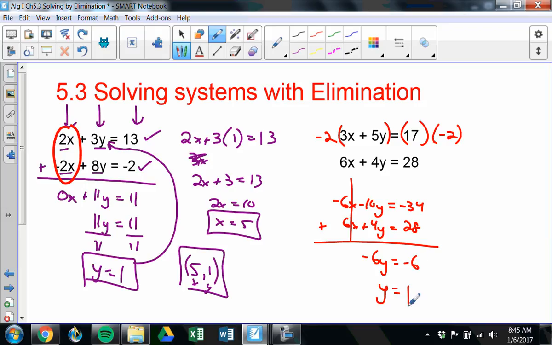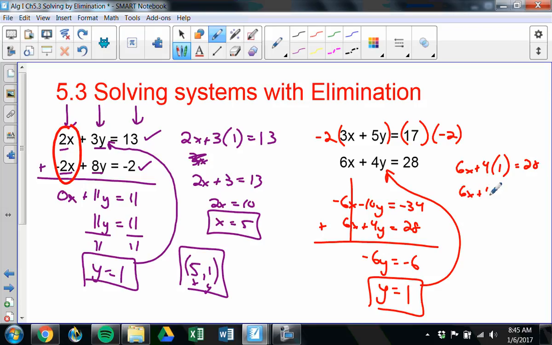I take that y equals 1 and plug it into any equation that I want. I can do any of the 4 equations I have, actually. It doesn't matter. In this case, I'll pick the bottom one. 6x plus 4y, and y is 1, is 28. So 6x plus 4 is 28. Subtract 4 from both sides. 6x is 24. So x must be 4. It's the point (4, 1).